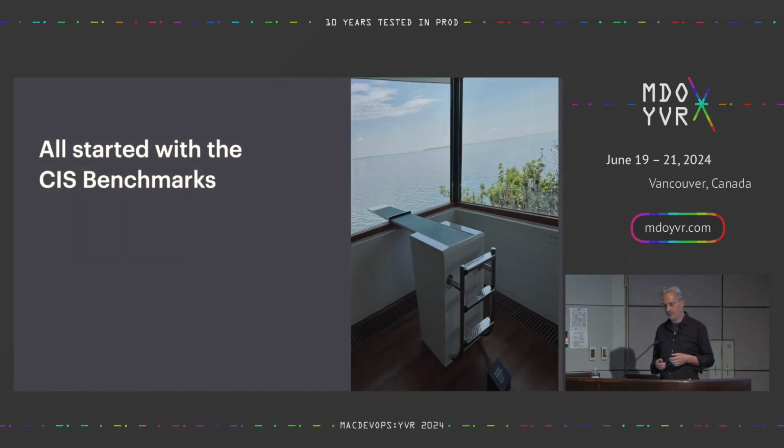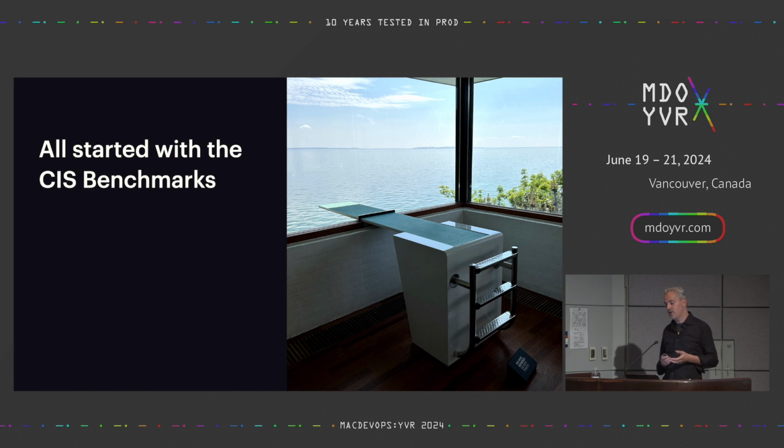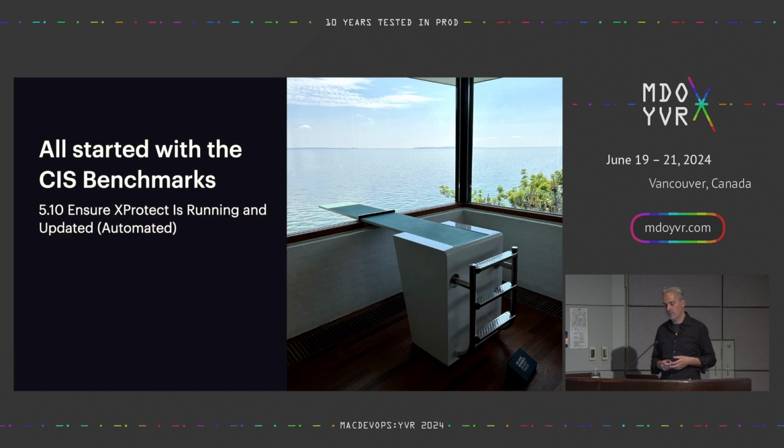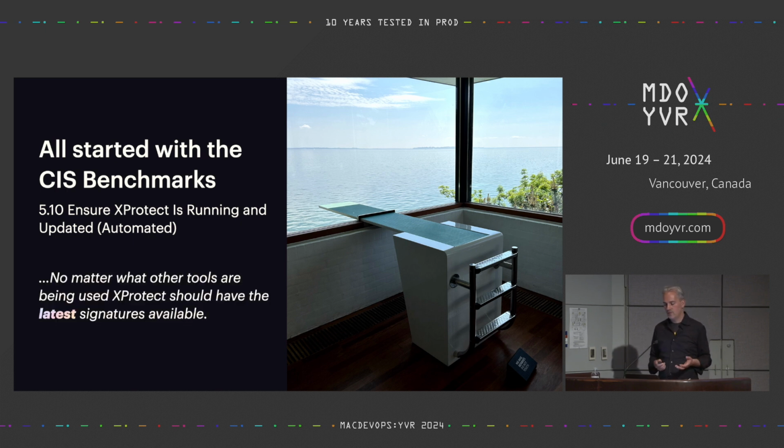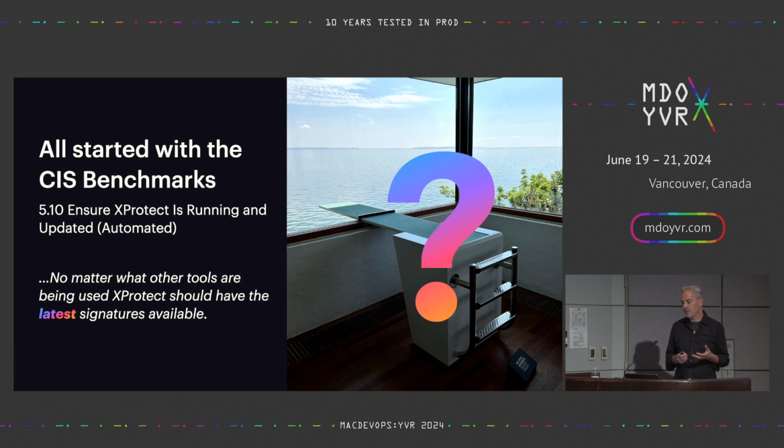So when working with the CIS benchmark for macOS, you may find a selection like this one: Ensure XProtect is running and updated. But what is the latest update and where is the reference? So knowing the latest update sounds simple, but it isn't always easy to solve. And this can be frustrating.